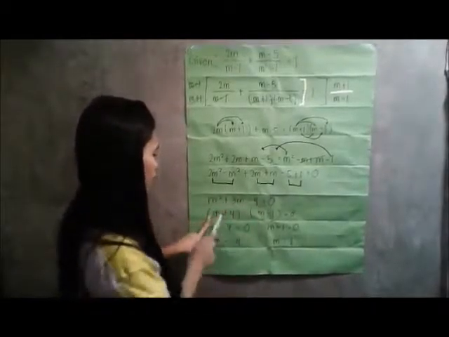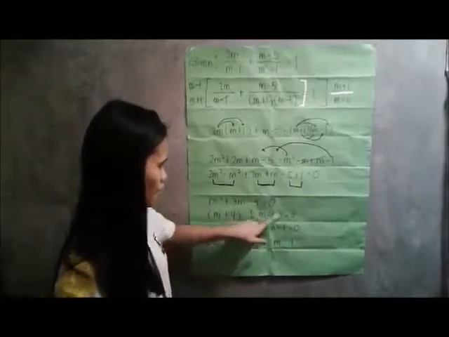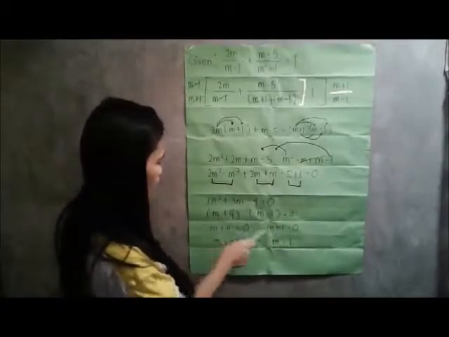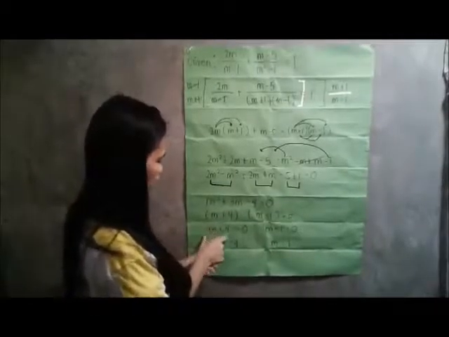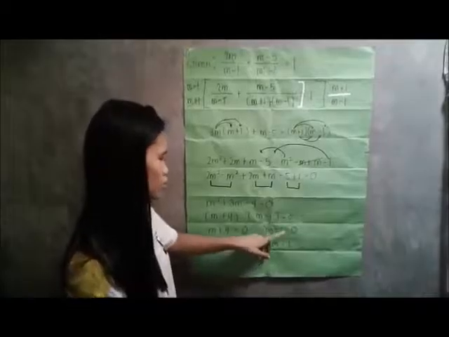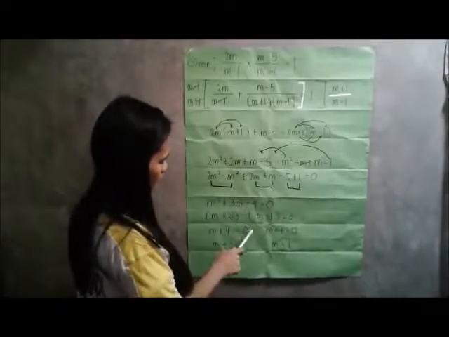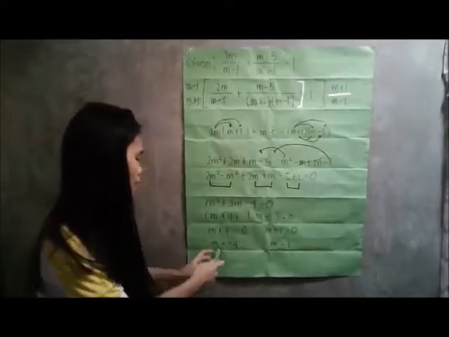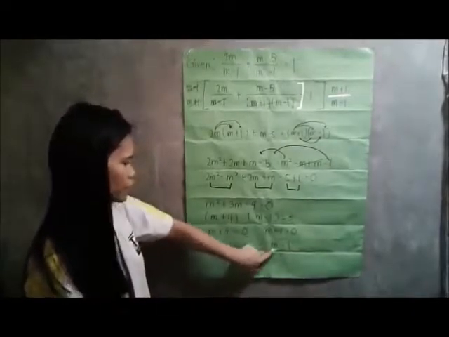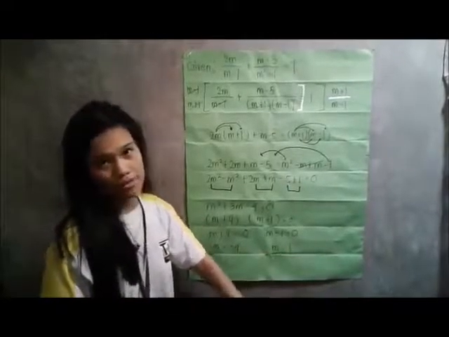Factor natin to, m plus 4 saka m minus 1 equals 0. Equate natin sila para sa 0. M plus 4 equals 0 saka m minus 1 equals 0. Lipat natin sa kabila yung 4. Magiging m equals negative 4 saka m equals 1.